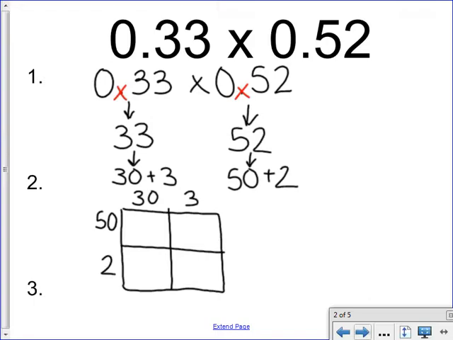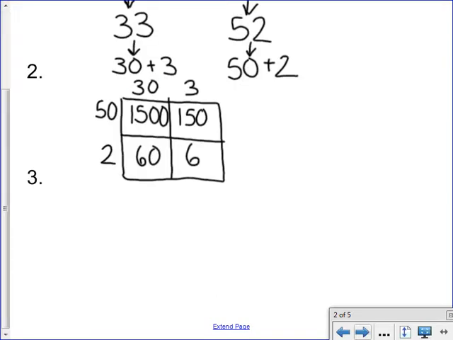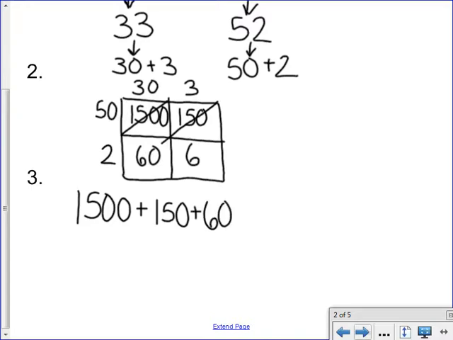So in our first box, we have 50 times 30, which gives us 1,500. We also have 50 times 3, which gives us 150. Then down below, 2 times 30, which is 60, and our final square is 2 times 3, which is 6. Now we can take all of those products and add them together. So we have 1,500 plus 150 plus 60 plus 6.